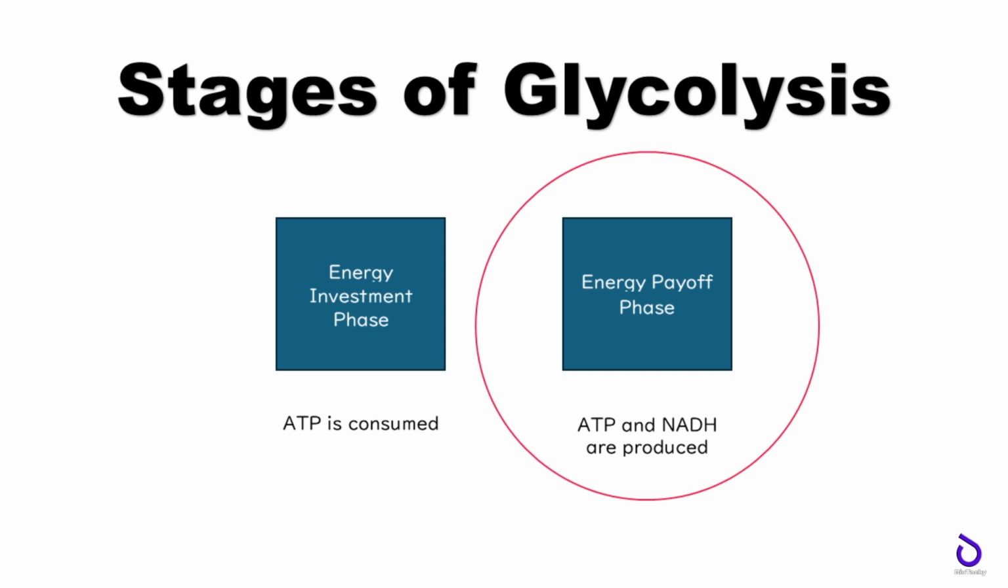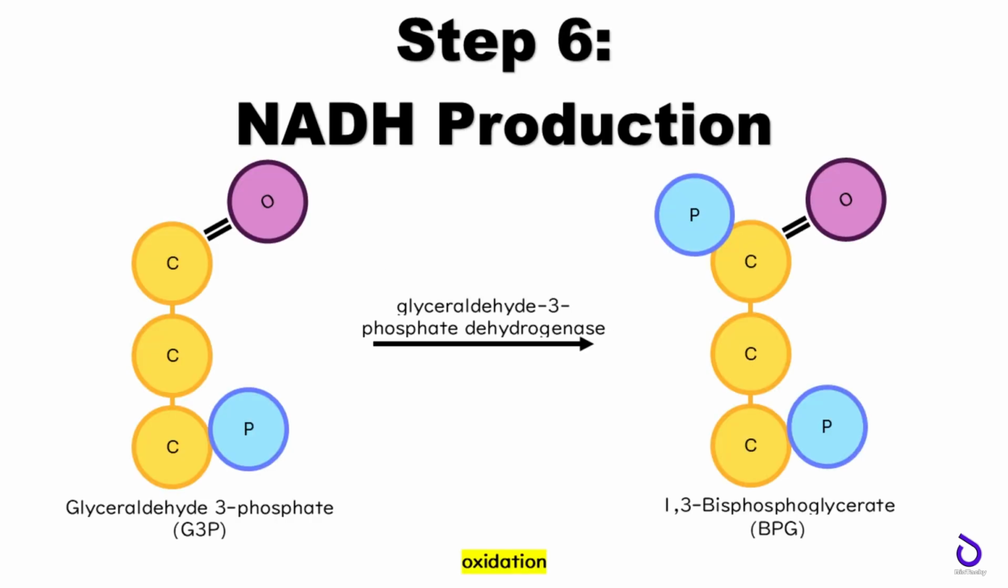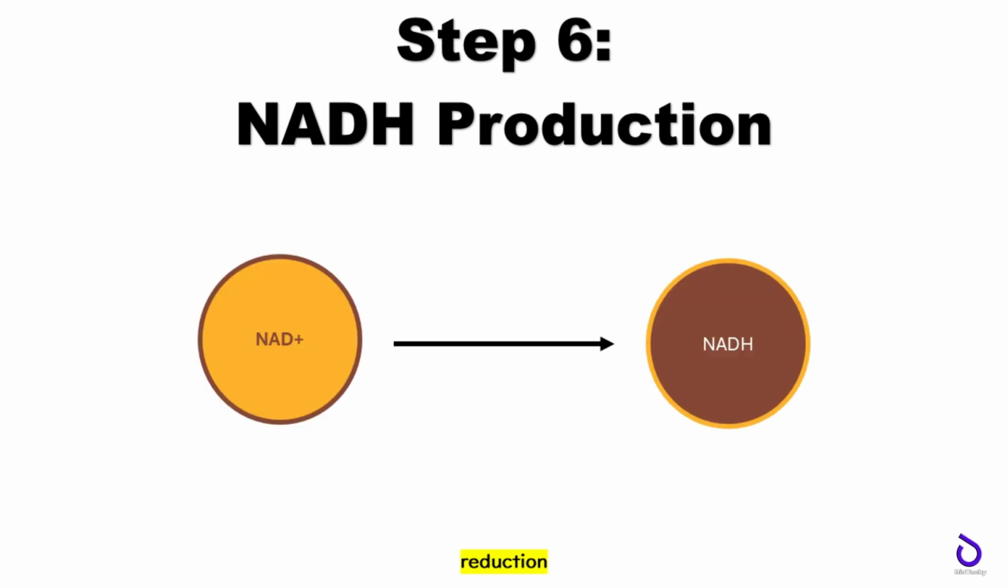Phase 2, energy payoff phase, converts two molecules of G3P into two molecules of pyruvate. Step 6, NADH production. G3P undergoes oxidation to form 1,3-bisphosphoglycerate, catalyzed by enzyme G3P dehydrogenase. Per glucose molecule, two molecules of NAD+ are reduced to form two molecules of NADH and H+ ions.